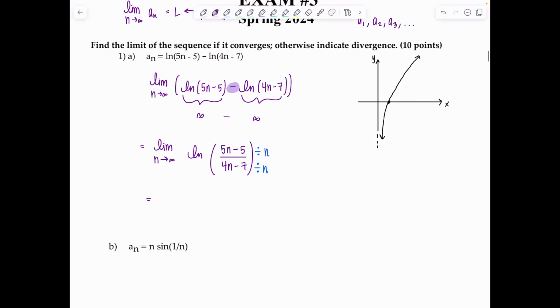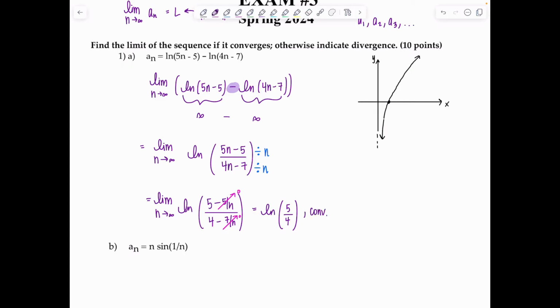And now I have the limit as n goes to infinity. You can just keep the natural log hanging out there, of (5 minus 5 over n) over (4 minus 7 over n). And then there we go. This 5 over n goes to 0, 7 over n goes to 0, and all I'm left with now is natural log of 5/4. Since this is a finite number, the limit exists, and I can say that the sequence is convergent. Bada bing, bada boom.